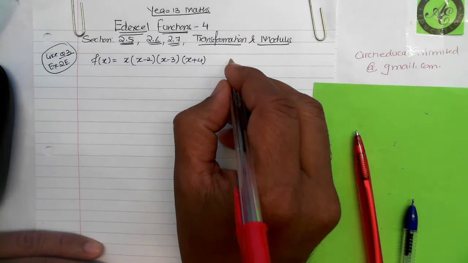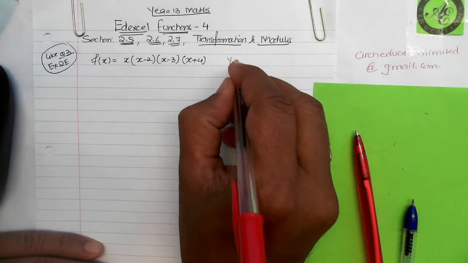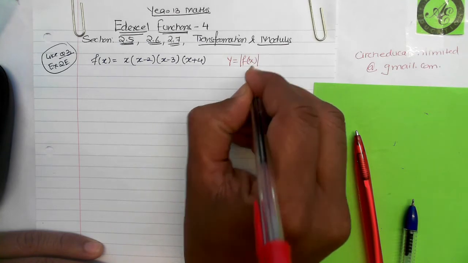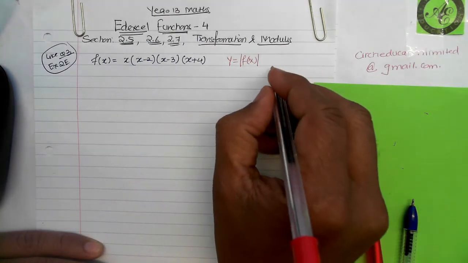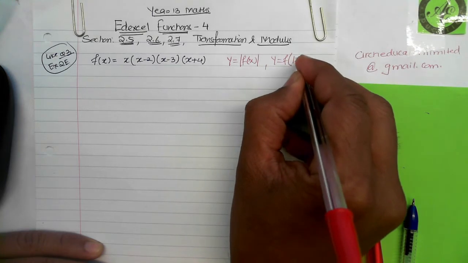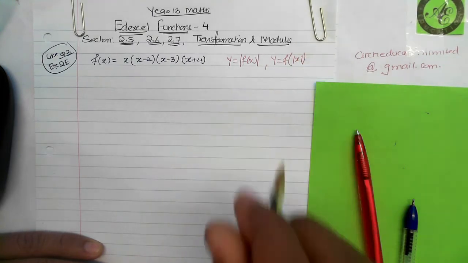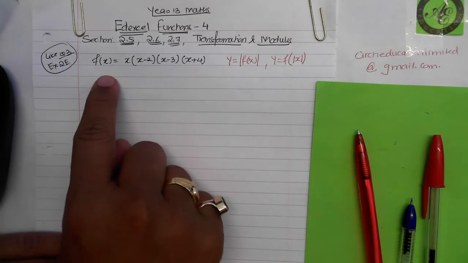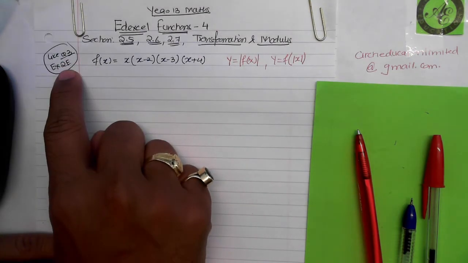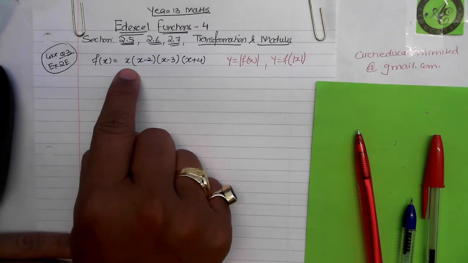The first thing you need to learn about section 2.5 is the difference in the graphs of y equals modulus of f of x, which you've done in the first chapter, first exercise, and y equals f of modulus of x. I will try to explain this to you with this question. This is just like question number 3. I've changed the numbers.